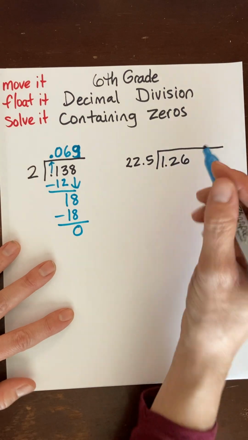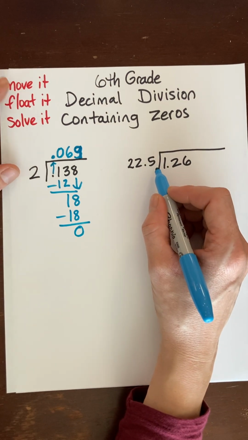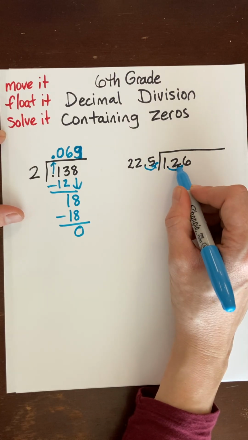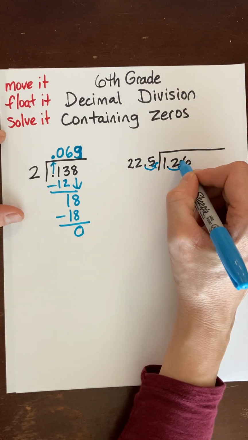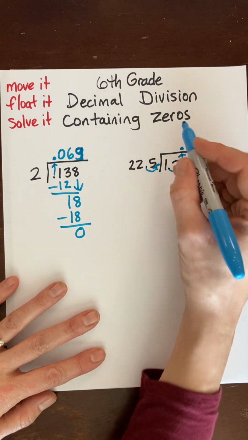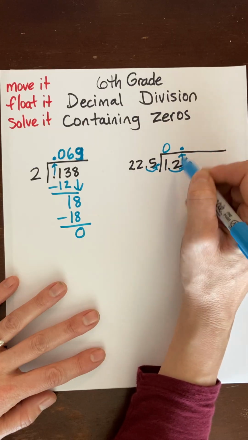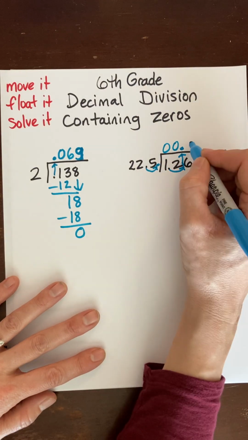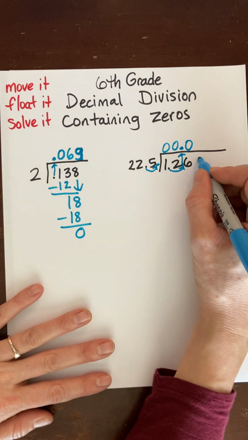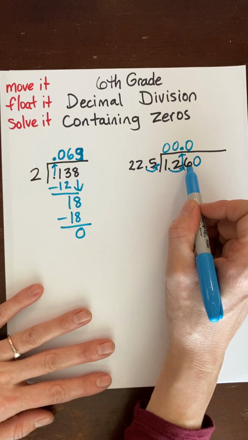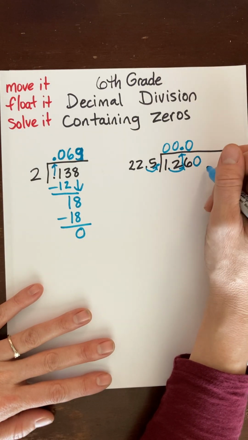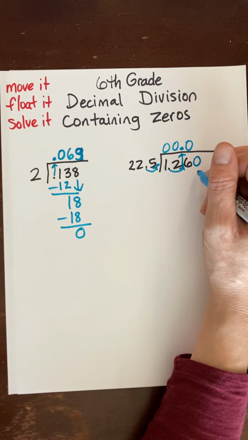We've got 22.5 here. We have a decimal, so let's do our move it, float it, and then solve it. Move it 1 decimal. Move this one 1, because we've got to do the same to our dividend. Float it. Now solve it. 225 does not go into 1. It does not go into 12 even, and it doesn't go into 126. Now what do we do? We're out of numbers. Well, we can add a 0 because 12.6 is the same as 12.60.